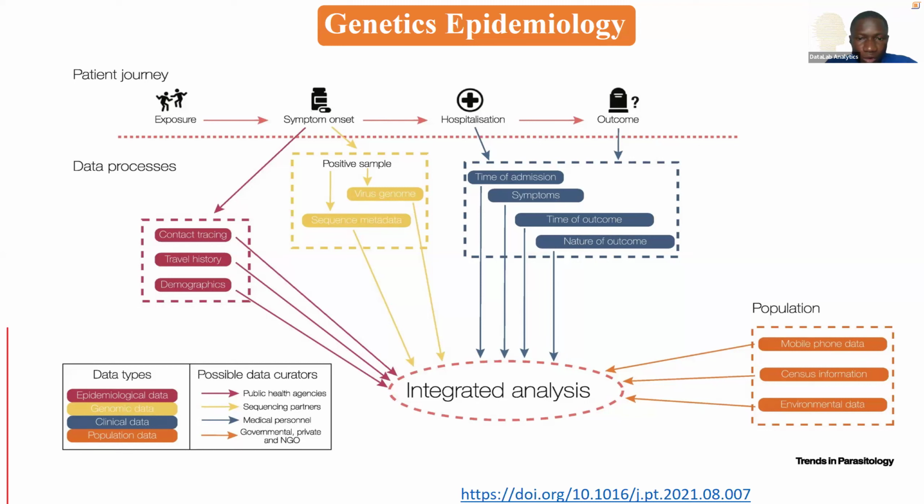Combining all these data together to gain insights, with the help of genetic epidemiology, we were able to trace COVID down to Wuhan, China. We were able to do that, and this is possible with bioinformatics, using a bioinformatics approach, analyzing all this data, both the genomic data, epidemiology data, clinical data, and population data.